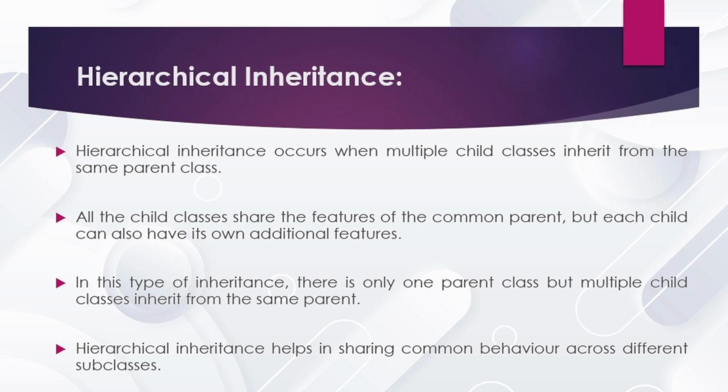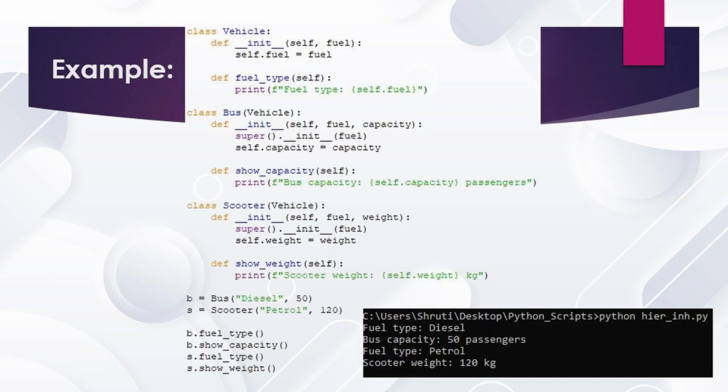It promotes code reuse and organized structure by centralizing common features in a single parent class. Let us look at an example to understand hierarchical inheritance. This program demonstrates hierarchical inheritance in Python where 2 child classes inherit from the same parent class.